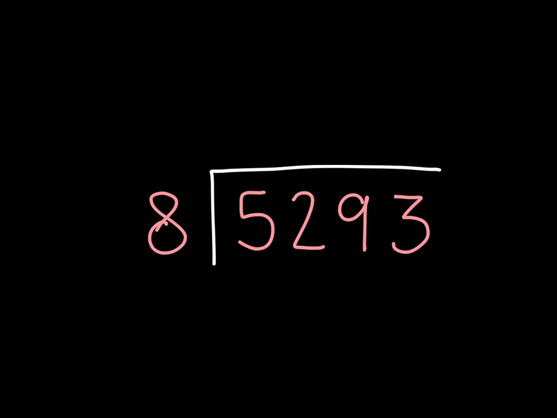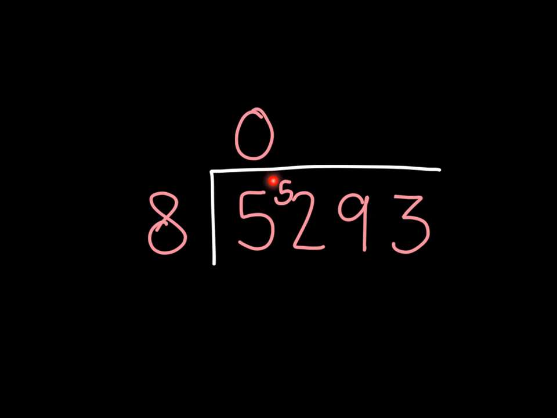In this calculation, we'll be dividing 5293 by 8. We start by looking at the 5 digit here. How many times will 8 go into 5? The answer is of course 0. What do I do with this 5 here? Well, it becomes my remainder, and I place it here.